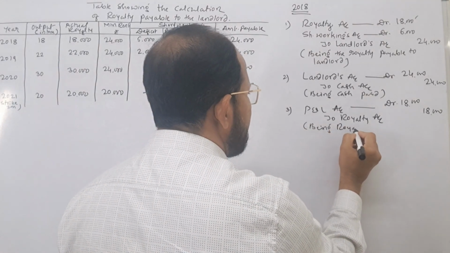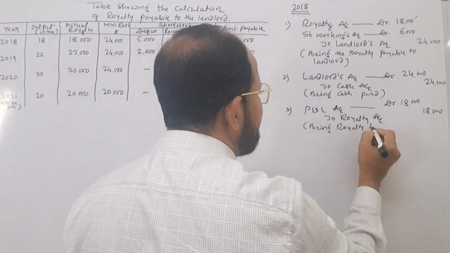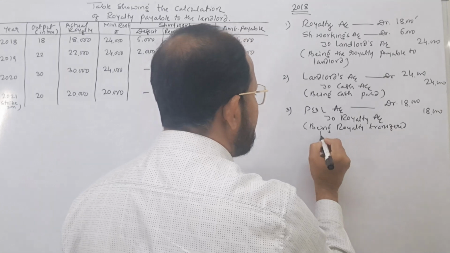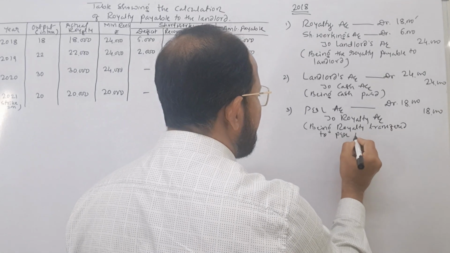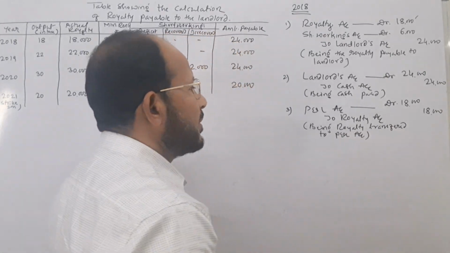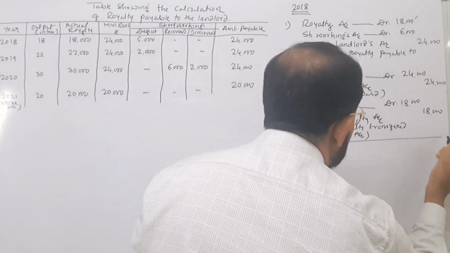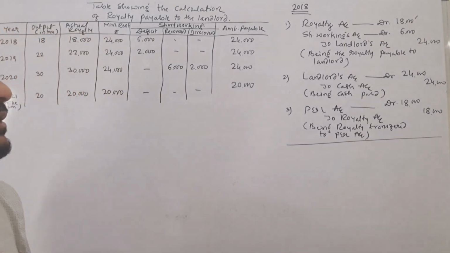What narration do you write? Being royalty transferred to P and L account. Very simple thing is that. This is the way how we have to pass the journal entries.